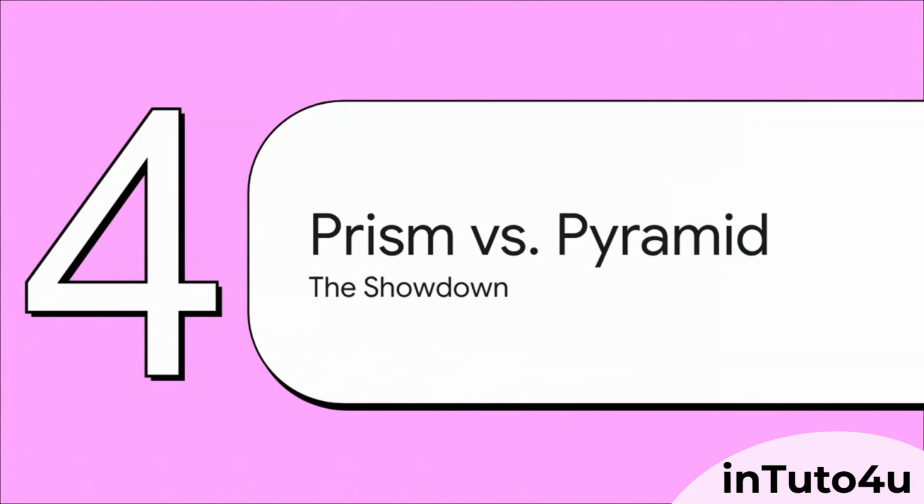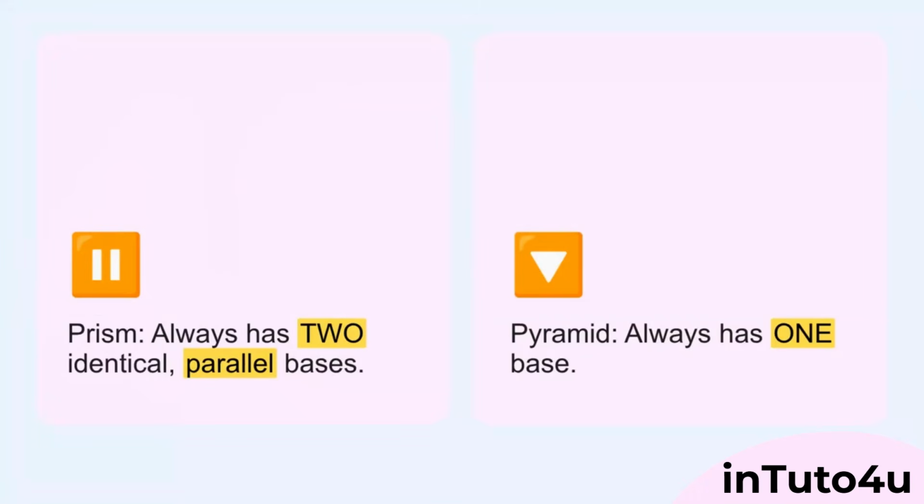Okay, we've met the family, we've learned the lingo. Now it is time for the main event. Let's put these two shapes side by side for a head-to-head showdown. All right, if you remember one thing, just one thing from all of this, make it this. A prism always has 2 identical bases. A pyramid always has 1. That's it. That's the fundamental difference. If you can lock that in, you will never get them mixed up again.